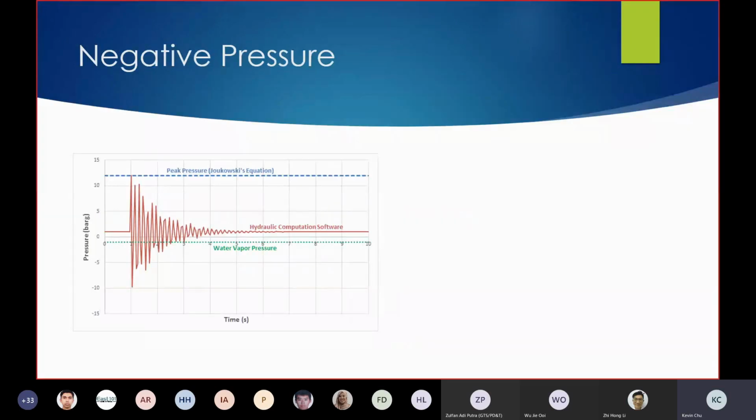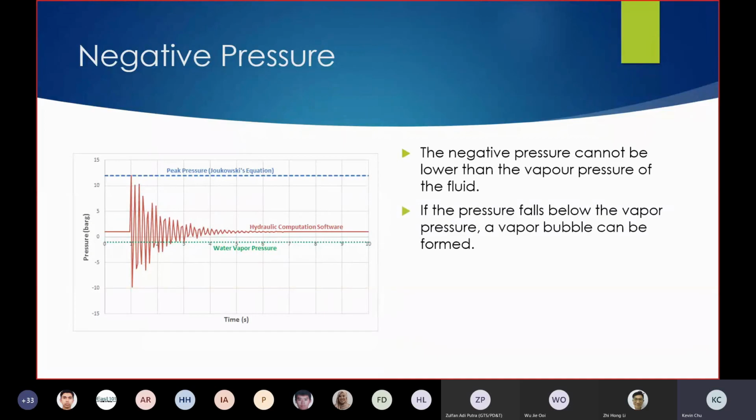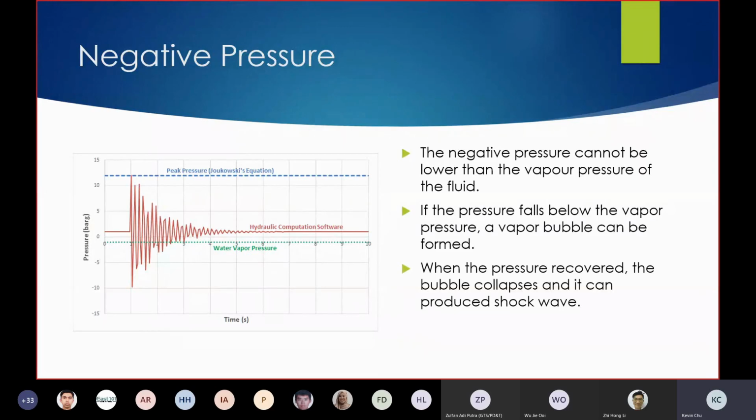The low pressure excursion, or rather the negative pressure, cannot be lower than the vapor pressure of the fluid. If the pressure falls below the vapor pressure, a vapor bubble can be formed. And when the pressure recovers, the bubble collapses and it can produce a shock wave.